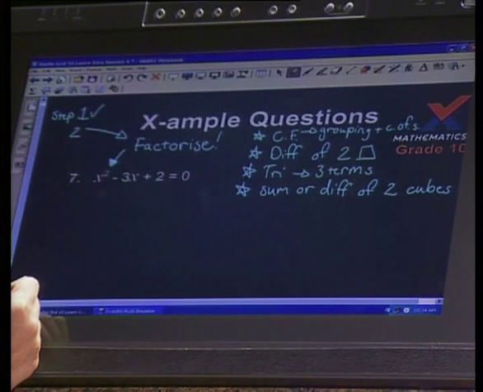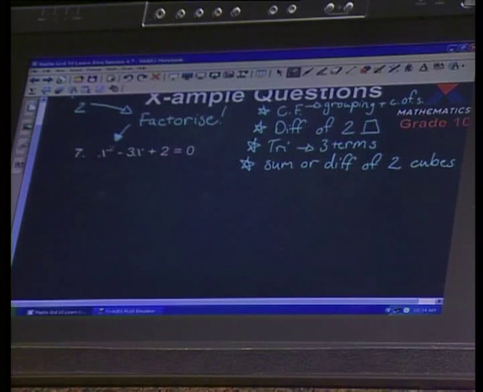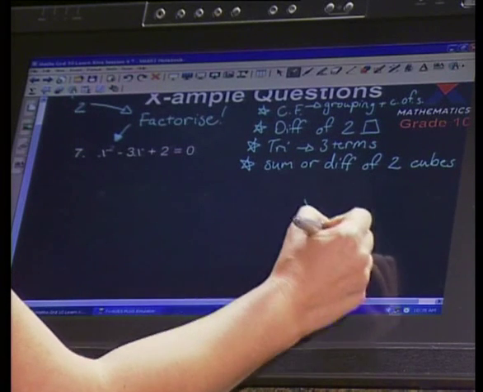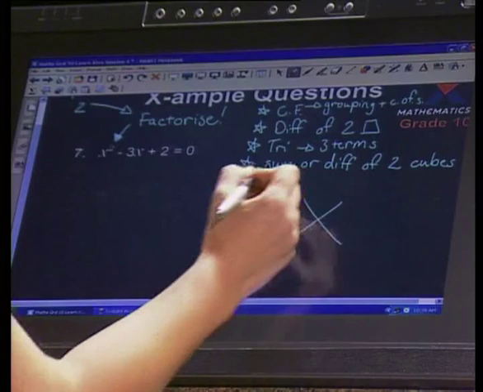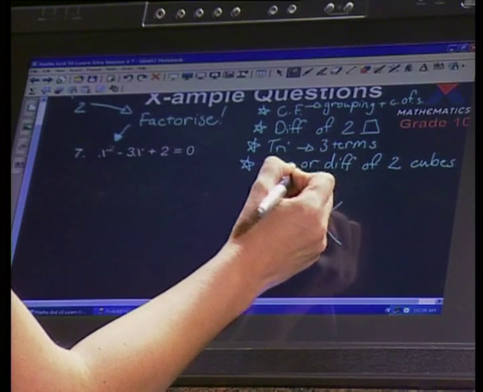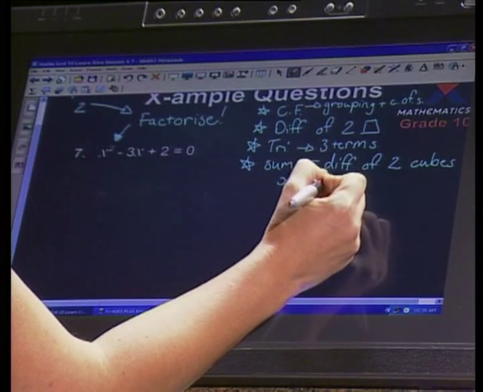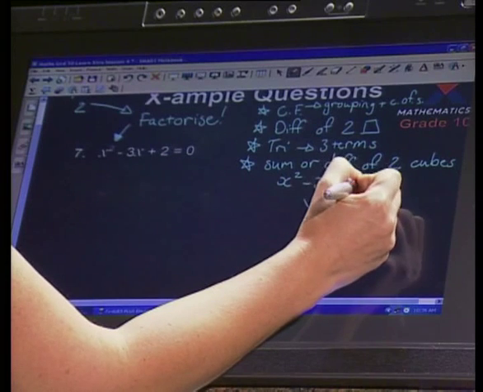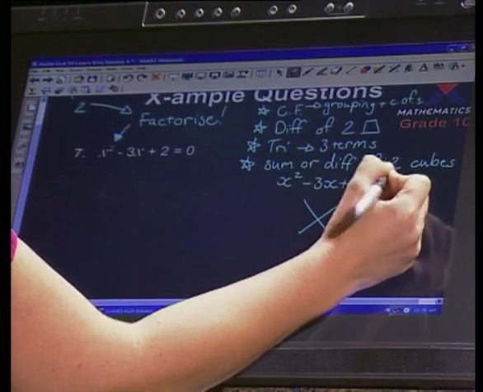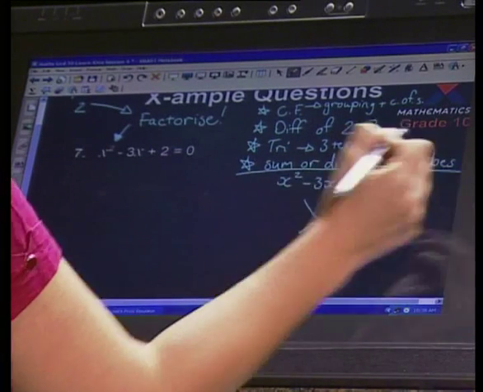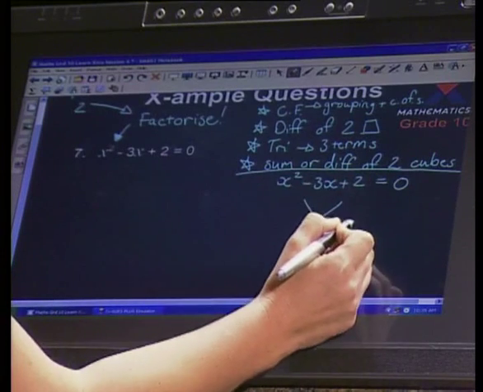You will have done various methods for trinomials. Personally, I prefer this method using the cross, where you divide the different terms into their factors. So I've rewritten the question over here to suit my method.